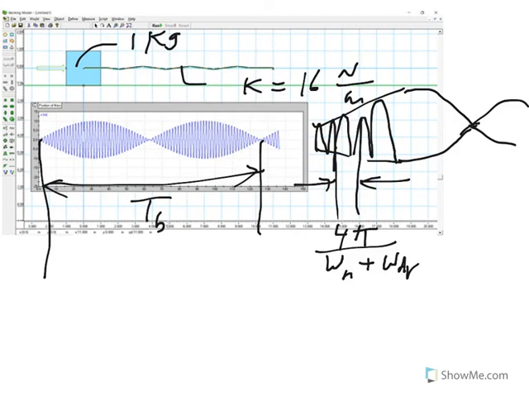In the next video I'll talk about resonance, what happens when the driving frequency is exactly the same as the natural frequency, and that means resonance.